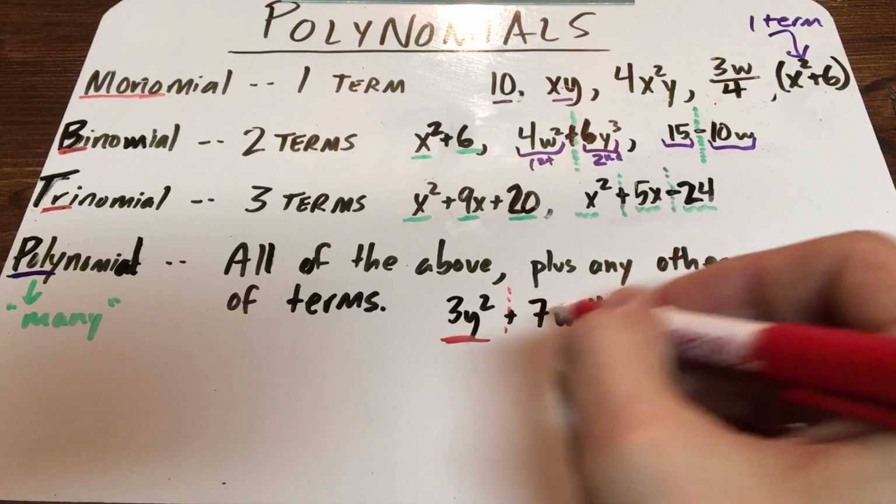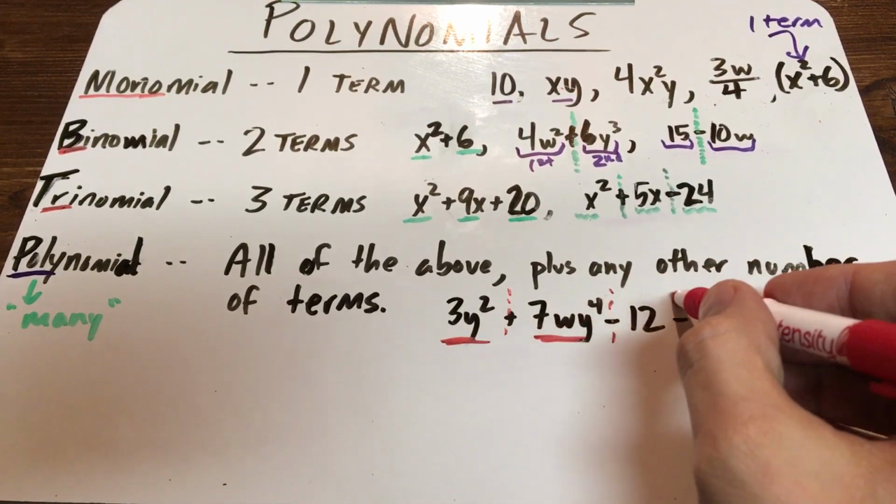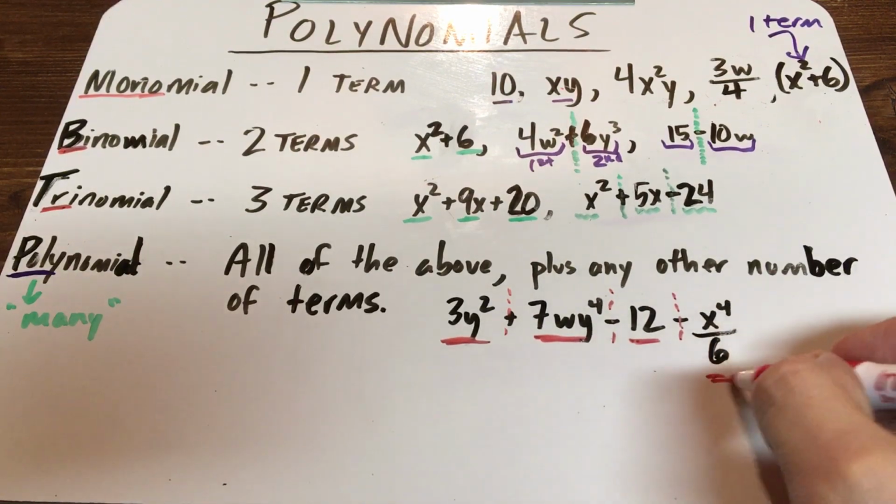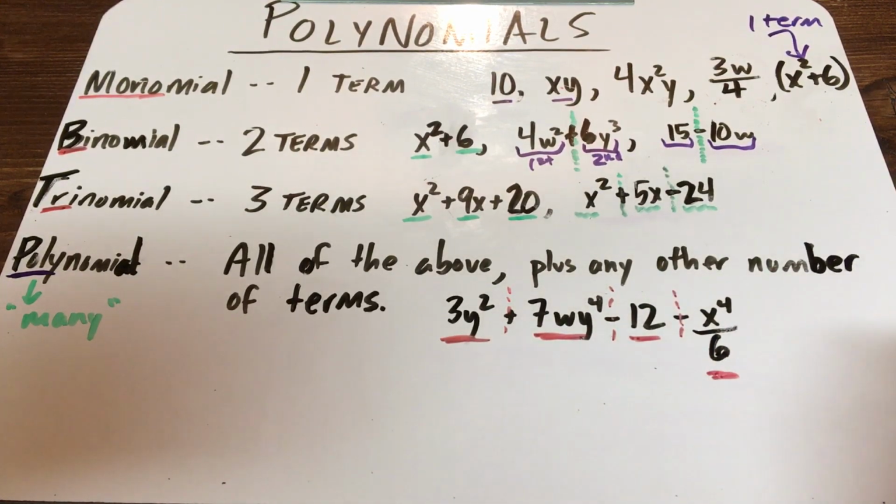Here's my first one. Here's my second one. Here's my third one, the number 12. The fourth one is this entire fraction, right? And so I usually get kids who are like, well, is that a quadnomial? Because I know quad means 4. Well, quad does usually mean 4.